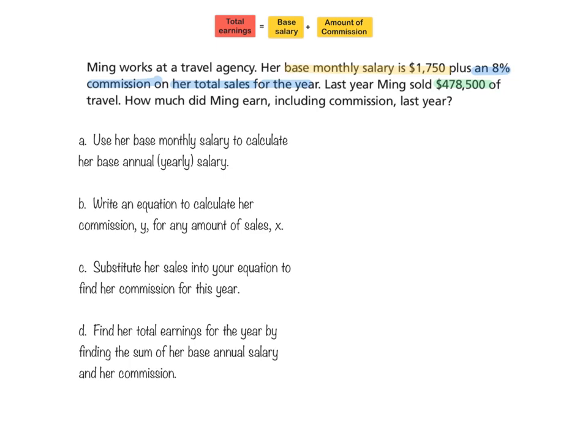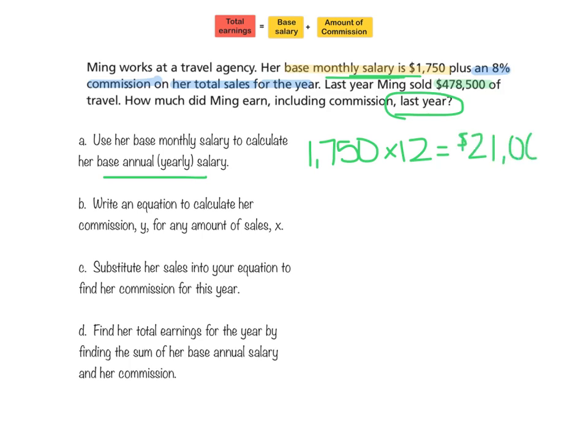All right, well, let's kind of break this down here. Part A says use her base monthly salary to calculate her base annual salary. And we're looking for that because it's asking us how much she made last year, but they're only telling us how much she makes in a month. So how many months are in a year? 12, right? So we take our $1,750 that she makes each month and multiply that by 12 to figure out her base salary for the year. And I get $21,000, and I'm just going to put base for myself so I know what that's standing for, okay?